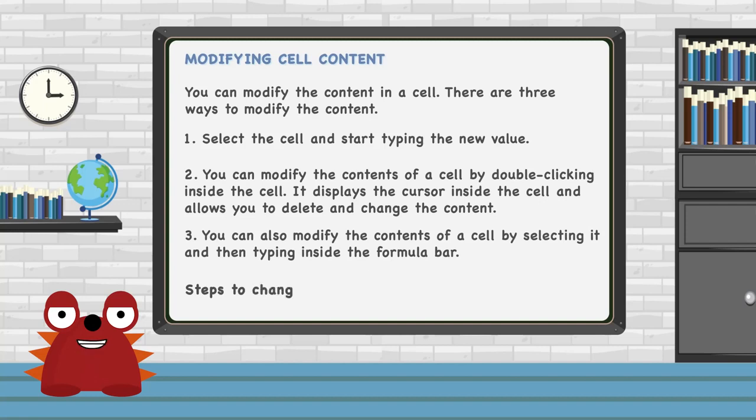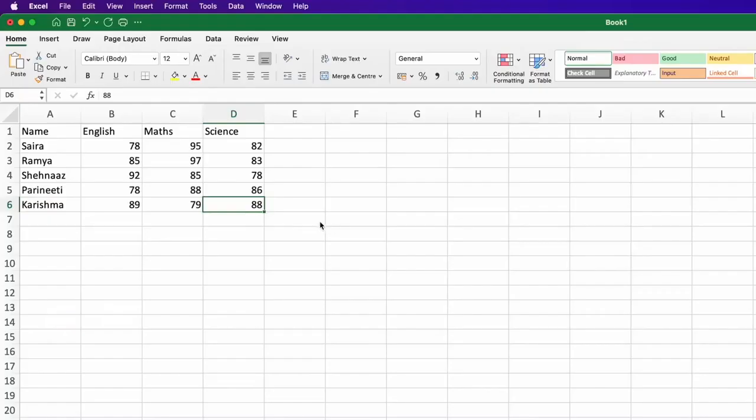Let's look at the steps to change the content of a cell. Firstly, click and select the cell whose content needs to be modified. Then double-click on the cell. This will display the cursor inside it. Now use the backspace or delete key to delete the previous content and type the new content. Then press the enter key to confirm the changes.